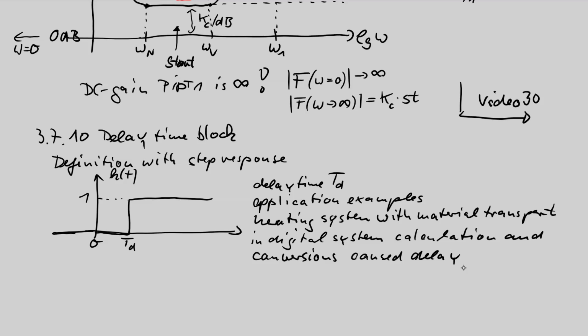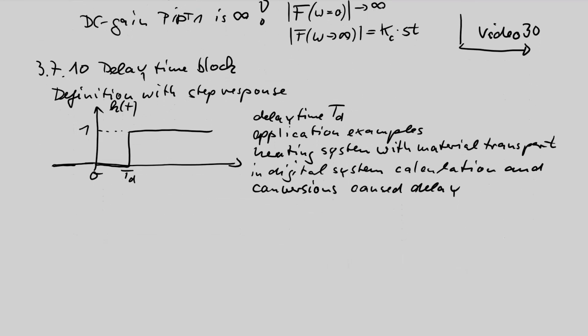The problem with the delay is we cannot compensate a delay. It's impossible to compensate a delay. We would need a prophetic block where the output comes before the input comes. So this is not possible, so delays should be avoided in closed loop systems. I will explain this later. Negative phases from a delay quickly cause instability and slow loop reactions. The delay time block is defined with the step response.